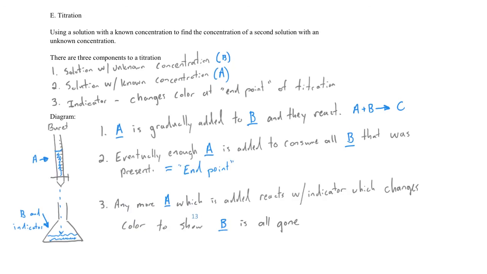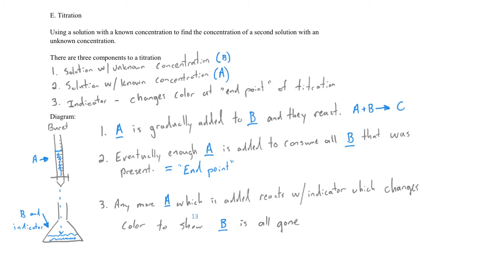So how do we know when we actually reach the endpoint, the point at which all of the B has been consumed? Well, that's because of the indicator. After all of the B is consumed, any additional A that is added after this point starts reacting with the indicator. When it reacts with the indicator, it changes color. This is how we know we've reached the endpoint.